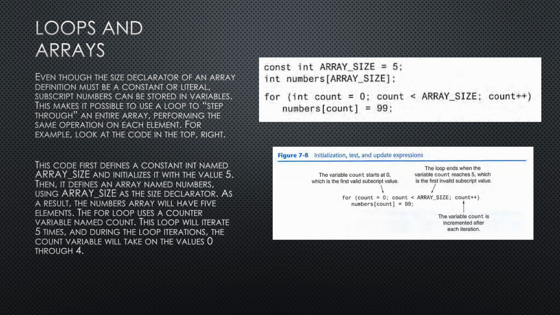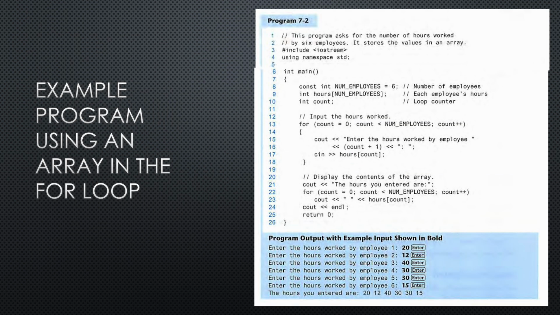The for loop uses a counter variable named count. This loop will iterate 5 times, and during the loop iterations, the count variable will take on the values 0 through 4. Notice in the program on the screen how they cout the employee number array elements on each line. So pay attention to the for loop that they've created and how they're outputting each of those elements.